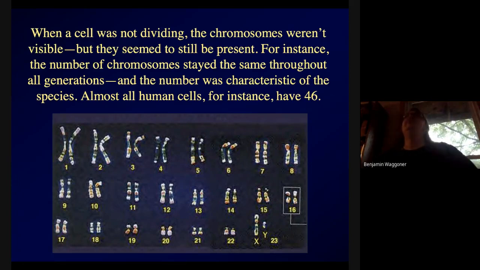If I did the same trick with a fruit fly, I'd get 8. If I did the same trick with a horse, I think I'd get 62. If I did it with a mouse, I'd get 40. The number is just a number. There's nothing really interesting about the number, except for the fact that it is characteristic of species. Almost all cells of all members of a particular species will have the same number of chromosomes, and that number stays the same as a cell divides, and divides again.